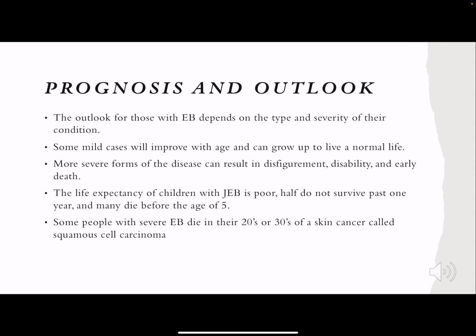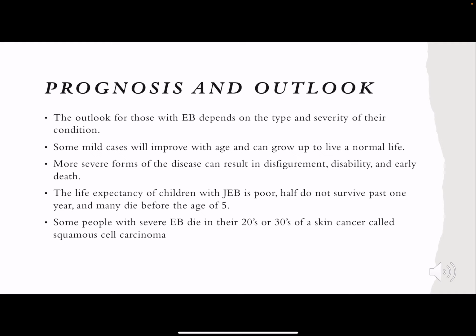Prognosis and outlook. So the outlook for those with EB depends on the type and severity of their condition. Some mild cases will start improving with age, and they can grow up to live a pretty normal life. And then there are those more severe cases. So in some of the severe forms of the disease, they can result in disfigurement, disability, and early death.